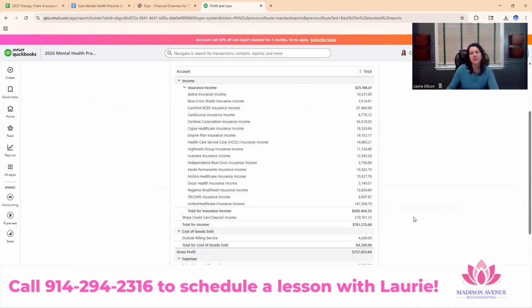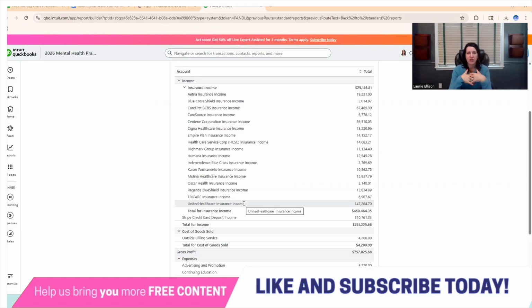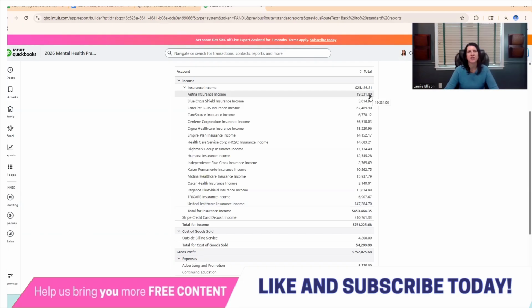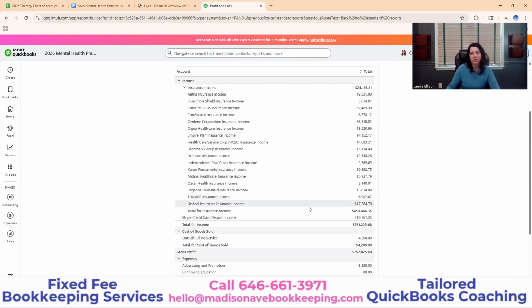So you'll see here in this demo file, what I did was I broke it out by the insurance company. If you have a lot of insurance companies that are paying you, you can set up these things called bank rules. And as they come in, they will auto categorize to the different income codes. So if at the end of the year you're renewing a contract with an insurance company and you're not really sure how much you're doing in business with that insurance company, you could come and look and be like, matter of fact, this is how much I'm doing with, like here, United Healthcare is a big one, right?